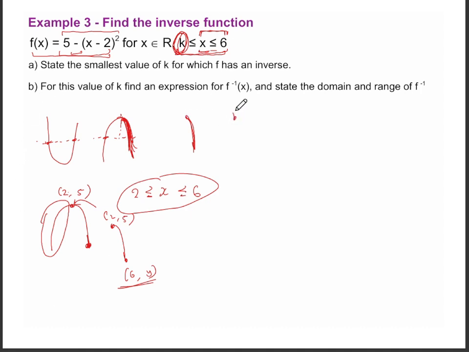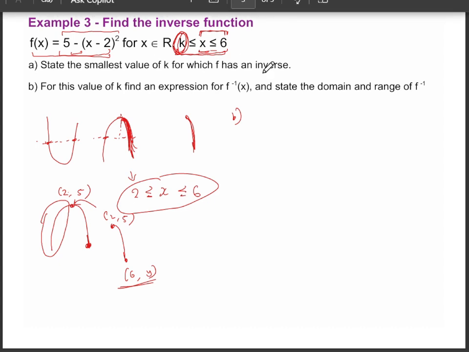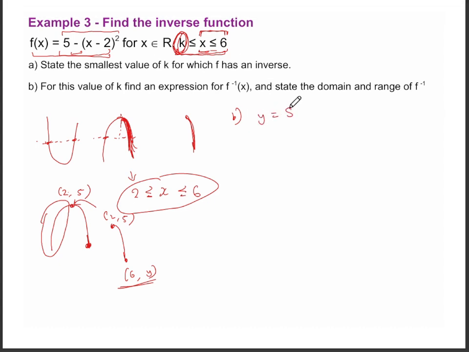Now, for part b, for this value of k, meaning 2 less than or equal to x less than or equal to 6, find an expression for the inverse of f(x) and state the domain and range of the inverse. Firstly, we can find the inverse. Again, y equals 5 minus (x minus 2) squared. Then we exchange x and y, so x equals 5 minus (y minus 2) squared. Then we make y the subject, so take 5 to the other side: x minus 5 equals negative (y minus 2) squared.